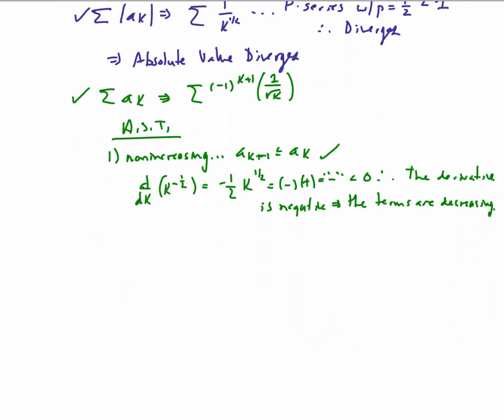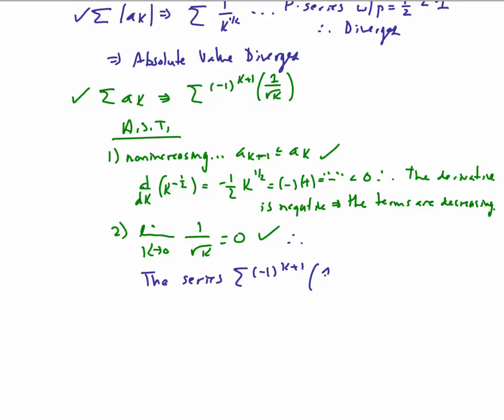Second thing, I need to show that the limit as k approaches infinity of 1 over the square root of k is equal to 0. And that's my other check. Both of these have been met. So therefore, the series, we have to be careful which one we're checking here, negative 1 to the k plus 1 times 1 over root k converges.